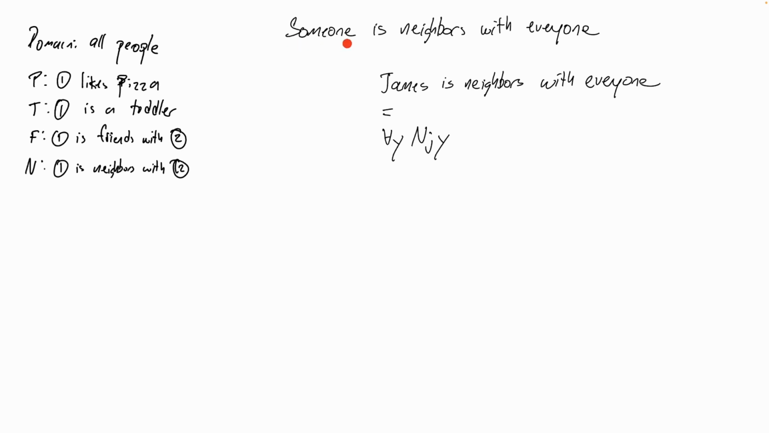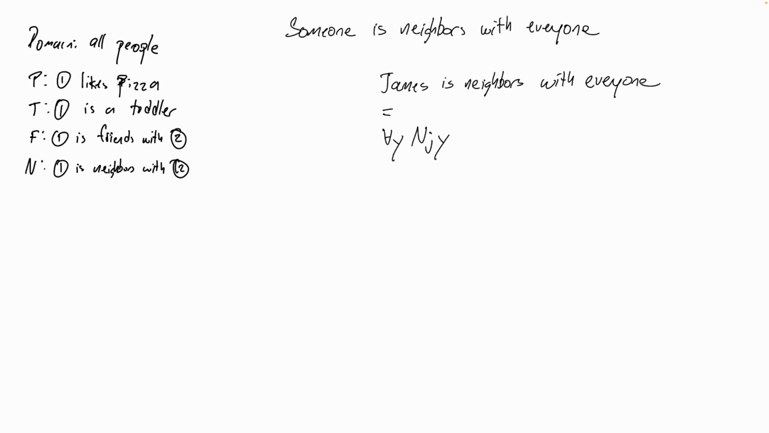Now go back to "someone is neighbors with everyone." That just takes what the previous sentence says about James, and it says that someone meets that condition. When we have a formula that says that a particular named individual like James meets a certain condition, and we want to say instead that at least someone meets that condition, then we just existentially quantify on that person's name. So in this case, we would take the claim that James is neighbors with everyone, for all y, N j y, and existentially quantify on j.